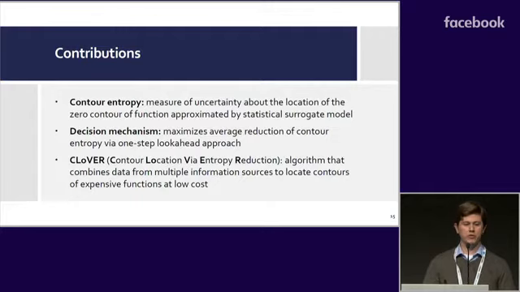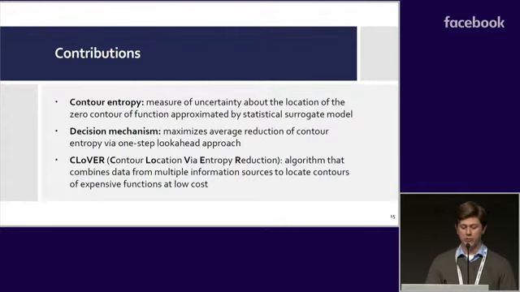So the contributions of this paper are threefold. The first one is we introduced this concept of contour entropy, which is a rigorous measure of the uncertainty about the location of the zero contour of a function approximated by a statistical surrogate.